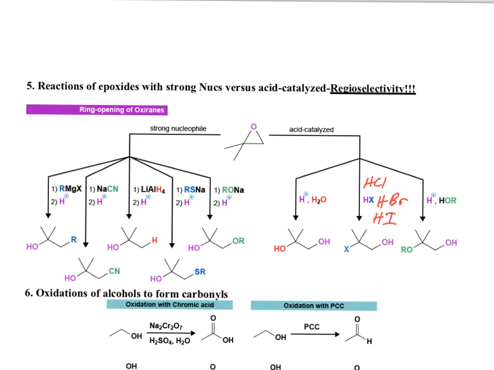And of course, it doesn't go through a carbocation. That's why you still get trans addition, no matter basic or acidic. No carbocations with epoxides. Just like bromonium ions, just like the Br2, the bromonium ions.